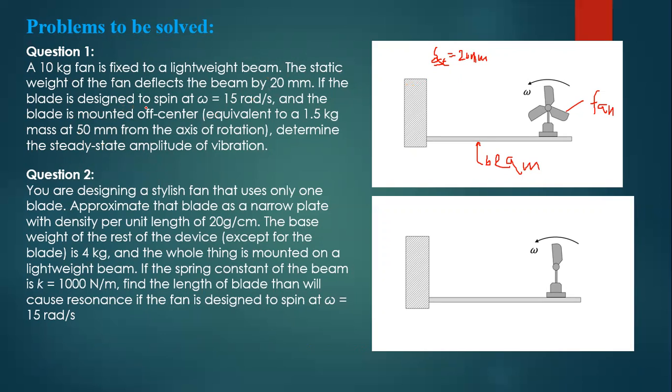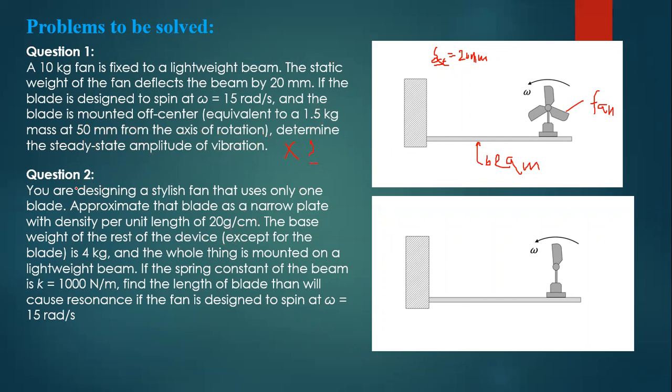If the blade is designed to spin at a rotational speed ω equal to 15 rad per second, and the blade is mounted off center, which is equivalent to an eccentric mass of 1.5 kg at 50 millimeters from the axis of rotation, so the eccentricity is equal to 50 millimeters, determine the steady state amplitude of vibration. So now we are requested to find X. What is the value of X? That is the question.